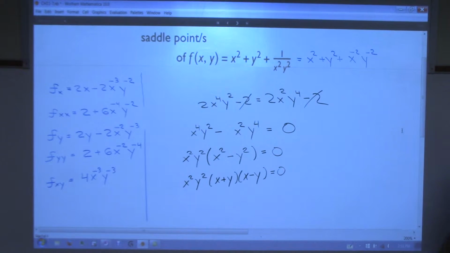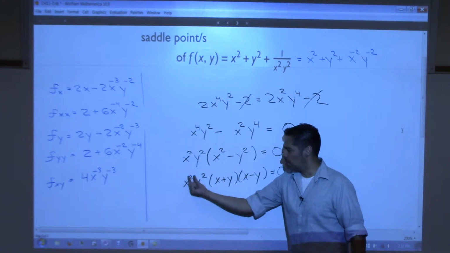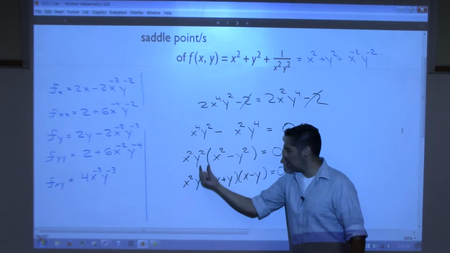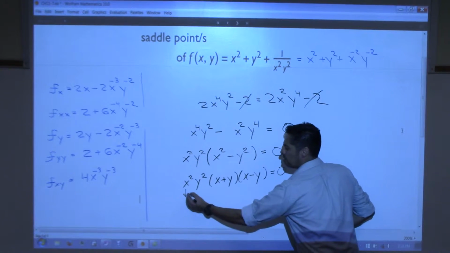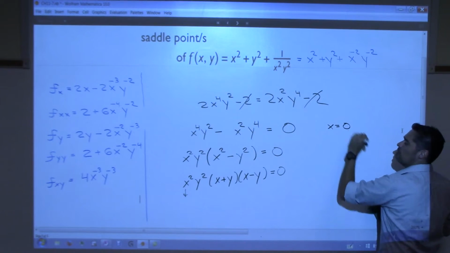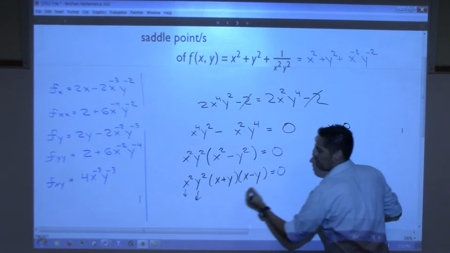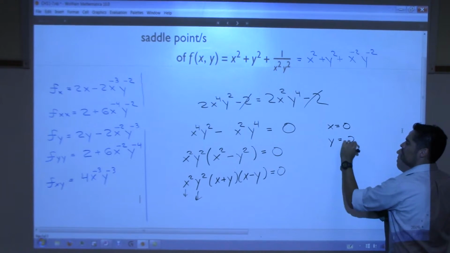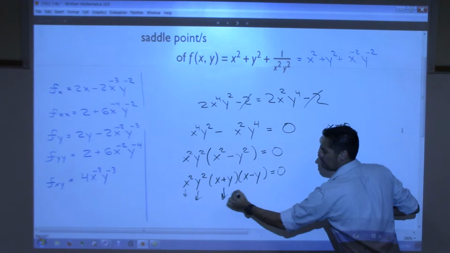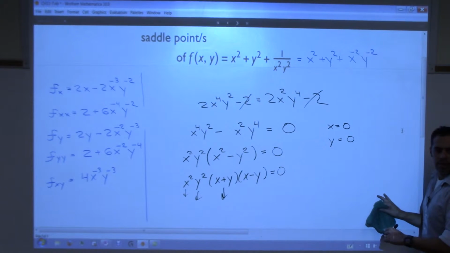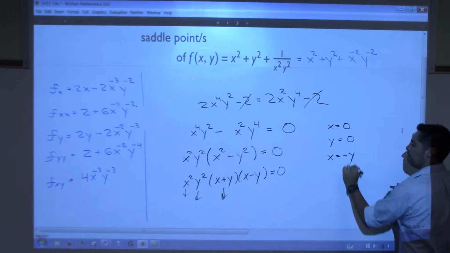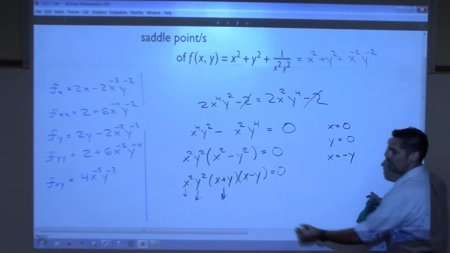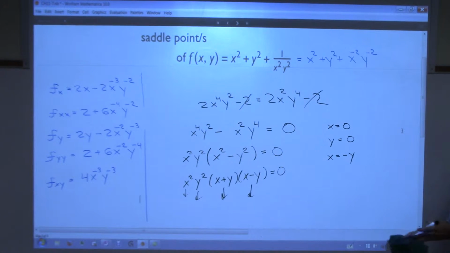I have a total of 4 factors, although this is a repeated factor. X, I can set that to 0, that to 0, that to 0, that to 0, can't I? For this one, what's my solution? X must be 0, right? This one, set that to 0, you get y is 0. Set this to 0, you get x plus y is 0, so x must be negative y. Understand that one? Set this one equal to 0, x minus y must be 0, add y to both sides, x must be y.